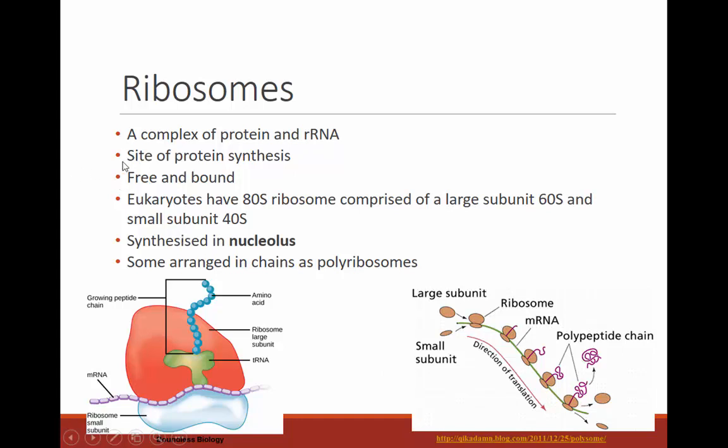Now the ribosomes can be bound, so on the rough endoplasmic reticulum, or they can be free in the cytoplasm as well. Eukaryotes have 80S ribosomes composed of a large subunit, which is 60S, and a small subunit, which is 40S. Okay, and they are synthesized in the nucleolus.